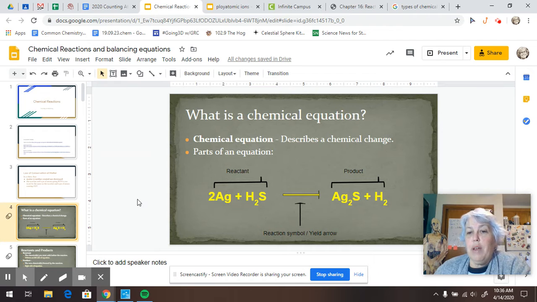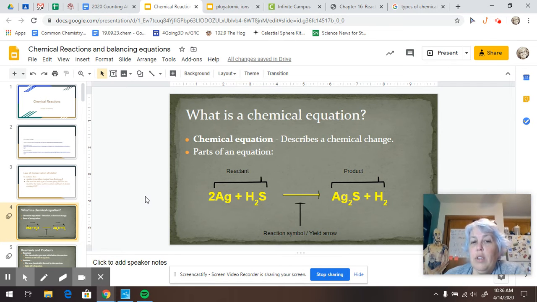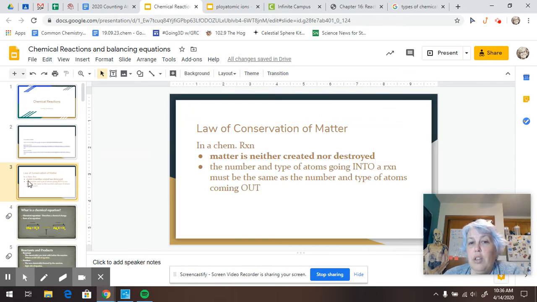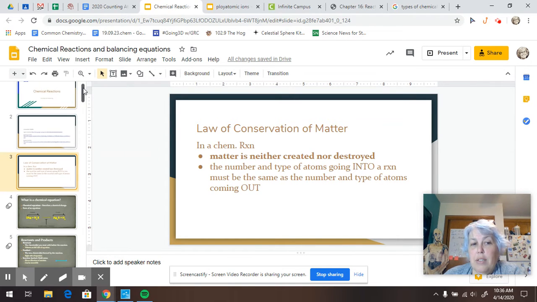So when we have a chemical reaction here, we have to look at these numbers in front of the atoms or molecules and behind the atoms or molecules. And we're going to use those to make a chemical reaction follow this law of conservation of matter or mass.